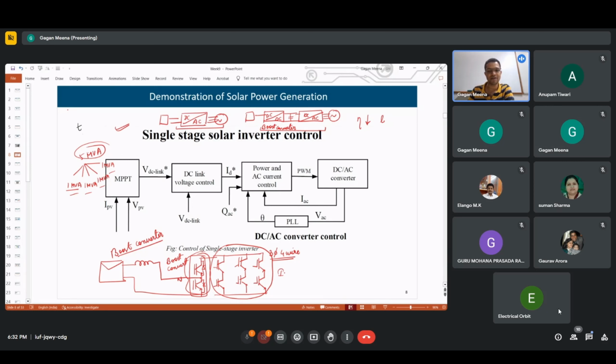The first one is the MPPT control loop. It will extract maximum power for the given temperature and irradiance level. These IPV and VPV are coming from the solar panel. Using these inputs, it will generate a reference for the DC link, which is the input of the inverter.